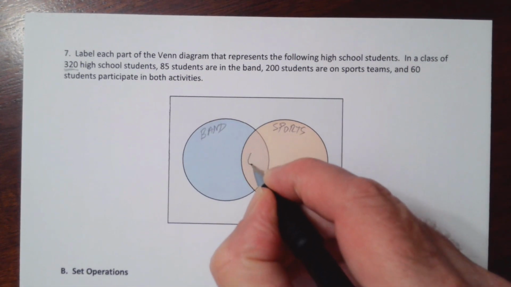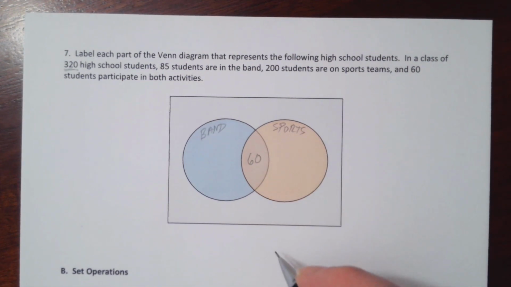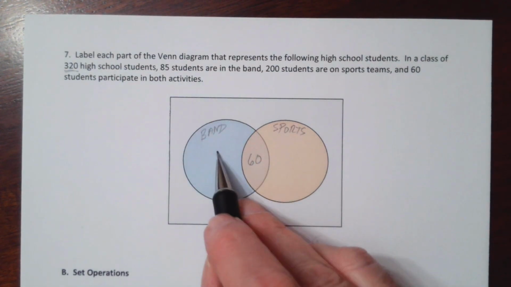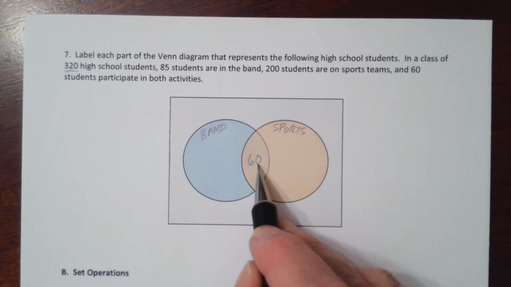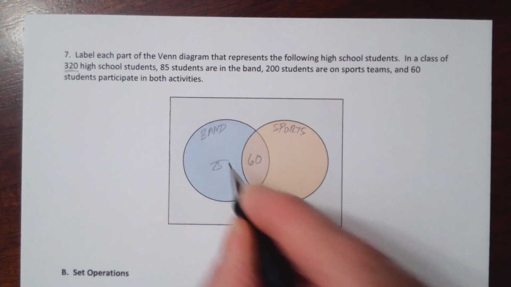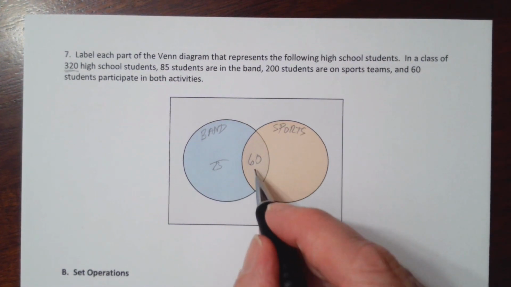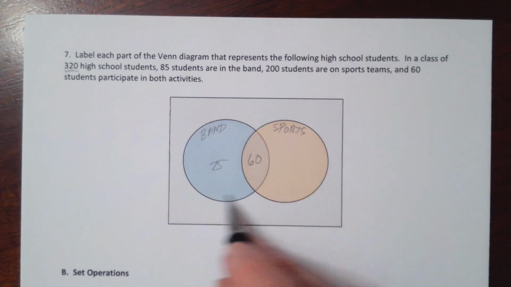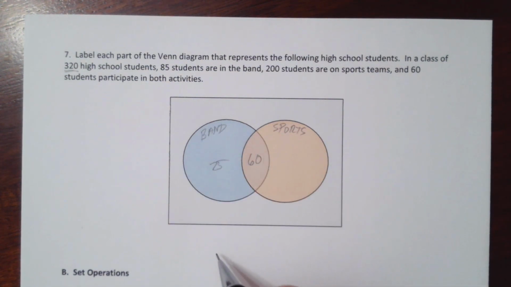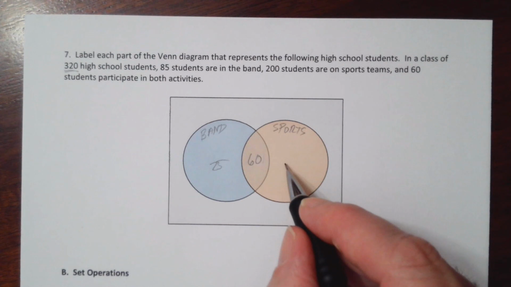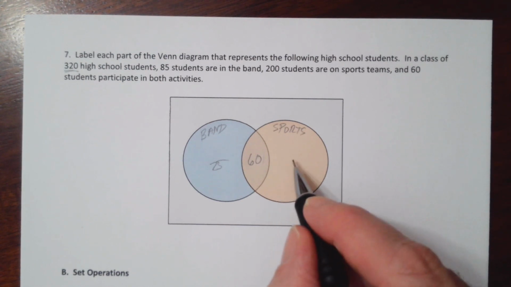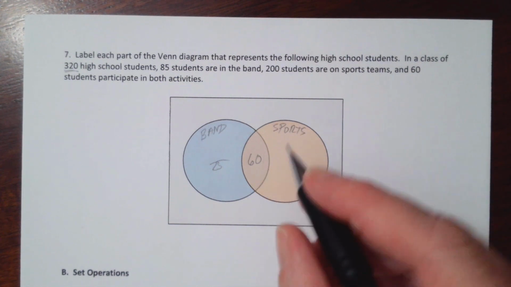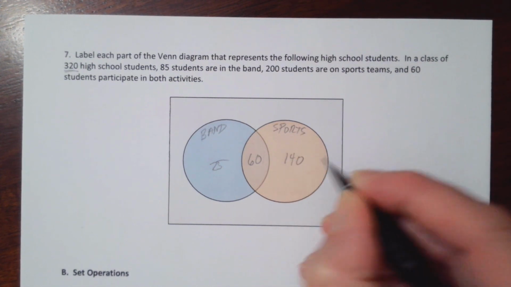So again, we want to work inside out. We want to start with the 60 here. So if we have 85 in the band and we already have 60 here, then that means there's 25 here. So 85 minus 60 gives you the 25. Notice there are 85 people in the band circle. There's 200 in the sports circle. So we need to take 200 minus the 60 we already have in our sports circle, and that's 140.